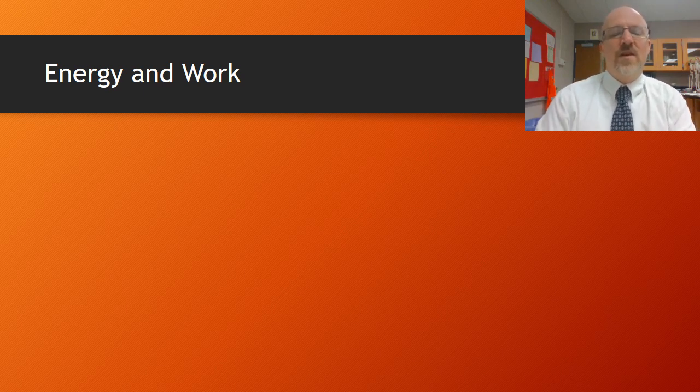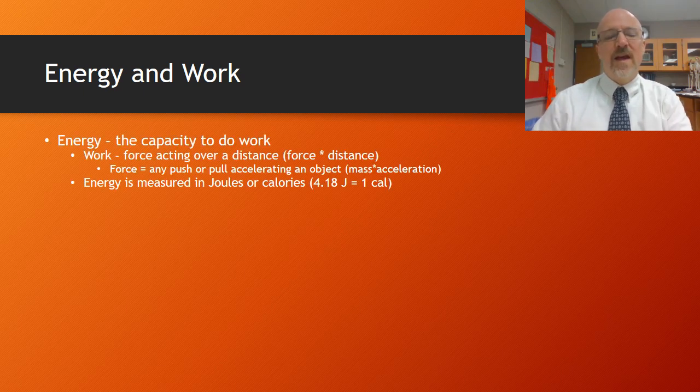So to understand energy flow in systems and in chemical reactions, we need to talk about a little review on energy and work. Energy, as you may recall from your prior learning, is the capacity to do work. Work is a force acting over distance, F times D. And a force is any push or pull. It's what accelerates an object. So it's mass times acceleration is how you measure force.